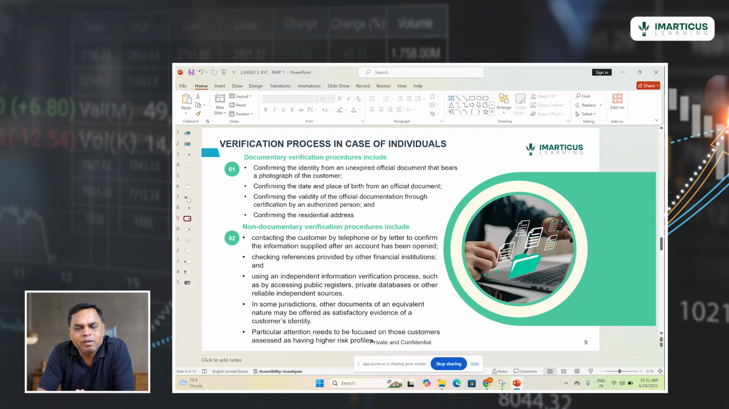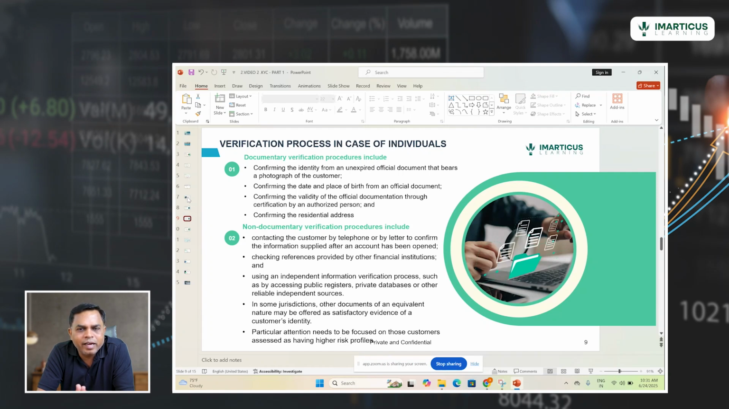For example, let's say in India, the PAN card is issued by the income tax department, and they also maintain a database of the PAN card holders. Now, when a customer provides the PAN card, they have to verify this information with the income tax department database to ensure that the customer has provided the correct PAN number.